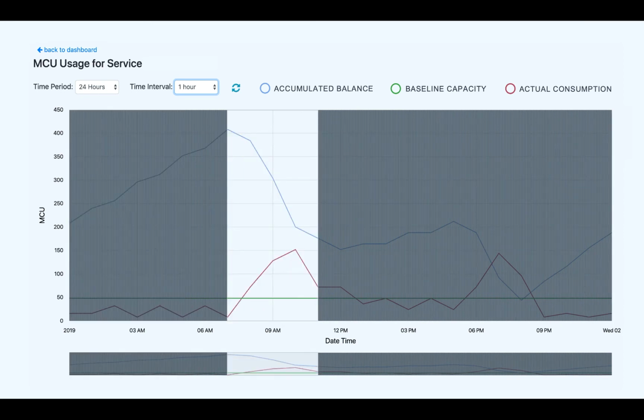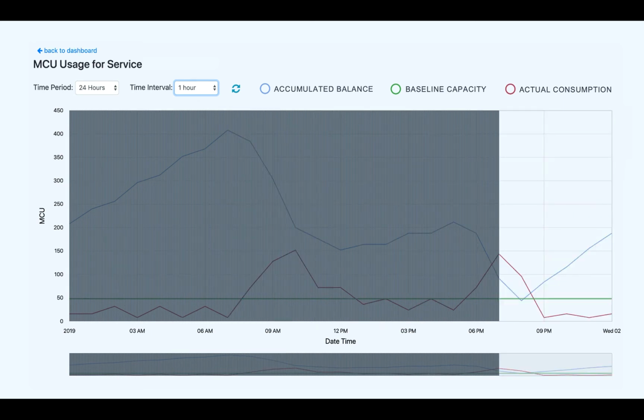As the day progresses, the demand increases as shown by the upward slope of the red line. Note that the excess demand above the baseline capacity is not throttled by the service. Instead, the service autoscales compute to meet the excess demand by utilizing the unused compute credits. This is free compute bursting and is shown by the downward slope of the blue line. Throughout the day, the service autoscales up and down to handle the variable demand.